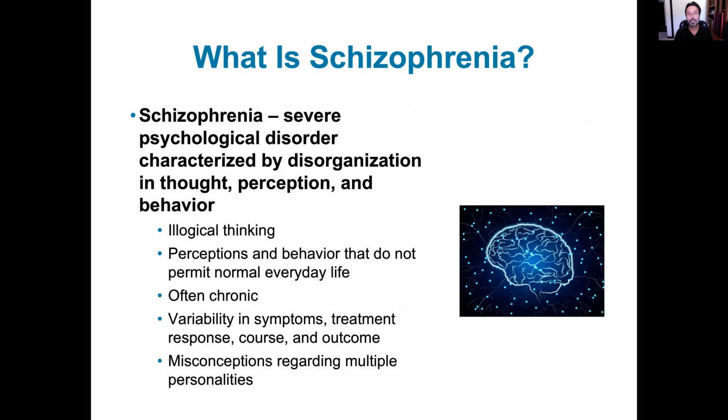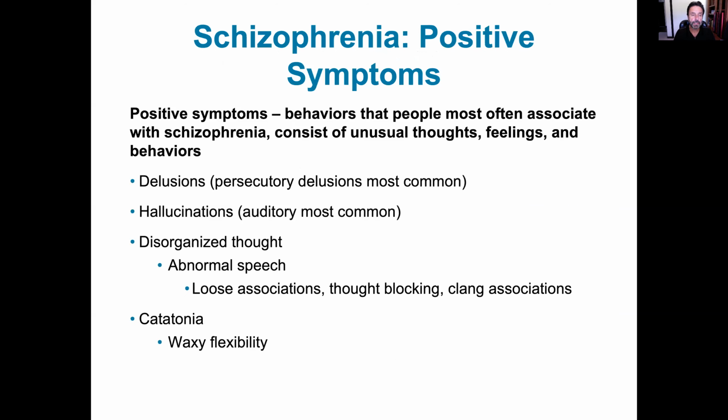So schizophrenia is a severe psychological disorder that's characterized by disorganization in thought, perception, and behavior. It's often a chronic disorder. There's a lot of variability in the symptoms and treatment, but we have this generalized area of psychosis of either delusions and or hallucinations.